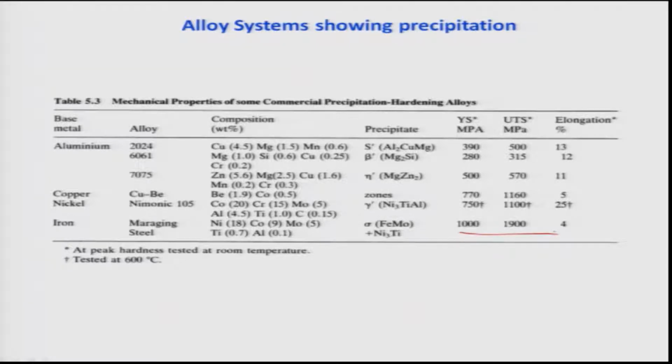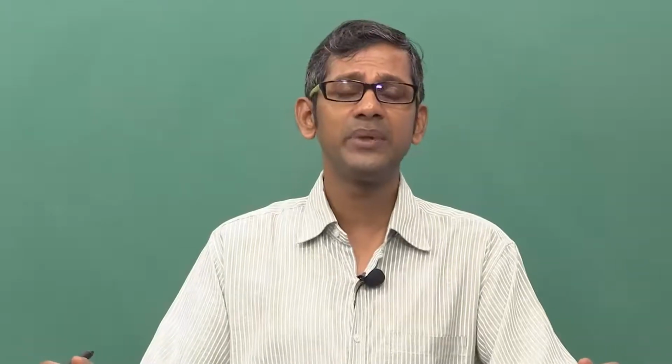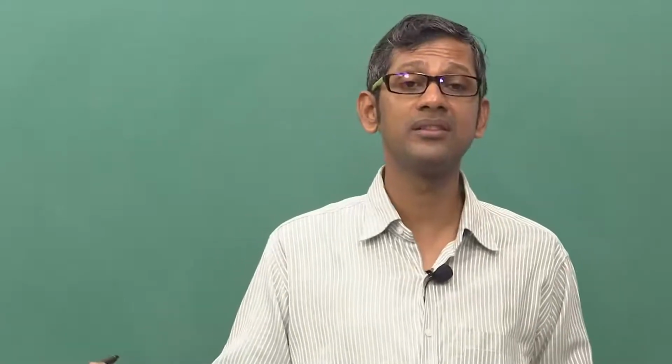So these things clearly show that precipitation hardened alloys are a major class of alloys which are really used in industry, and I have been telling you for the last so many lectures that phase transformation is not only a subject which deals specifically with basic aspects of materials science, but it has a lot of application-oriented important aspects which need to be understood.